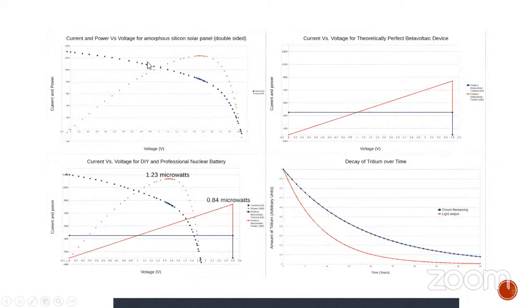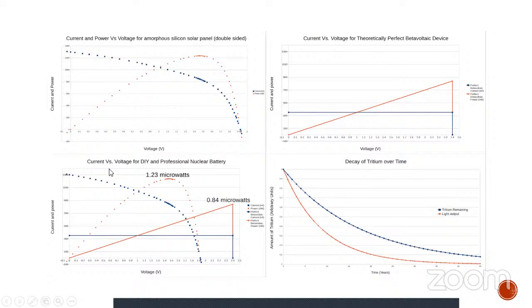Now, this is the current and power versus voltage output graph for the amorphous silicon solar cell. This is for a double-sided solar cell. Earlier, we have seen the graphs for a single or one-sided solar cell. These are the current versus voltage for a beta voltaic cell, but this is for a theoretically perfect beta voltaic cell. You can see that the graphs are more constant, and the current figures are more well distributed. But here we can see they have certain anomalies and all of that.